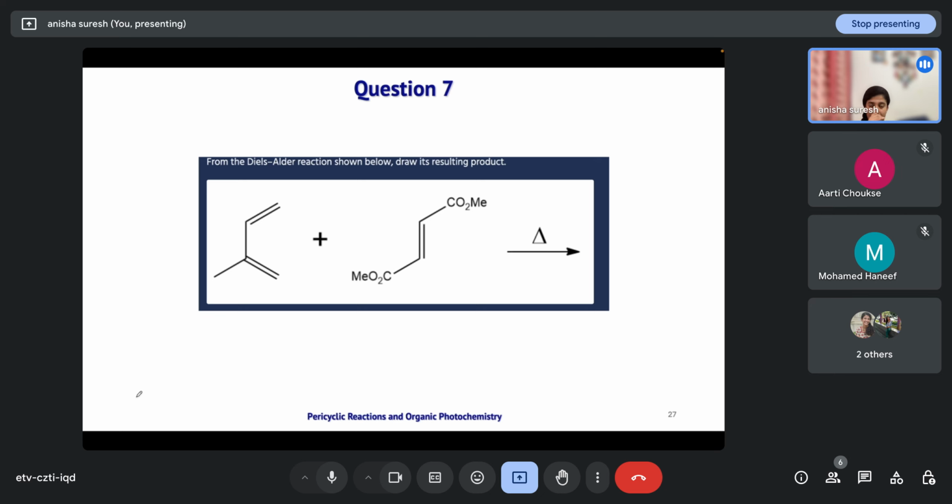Now coming to the next question. From the Diels-Alder reaction shown below, draw its resulting product. This is a simple question, I guess.